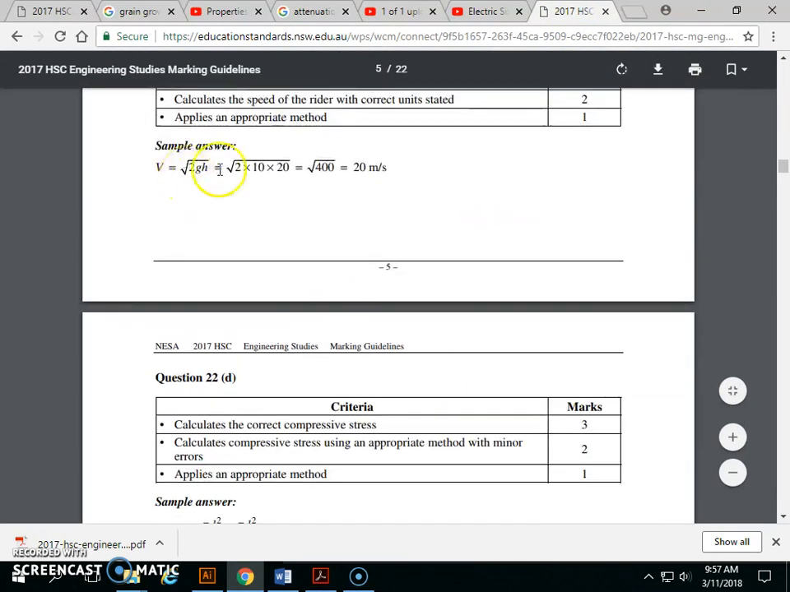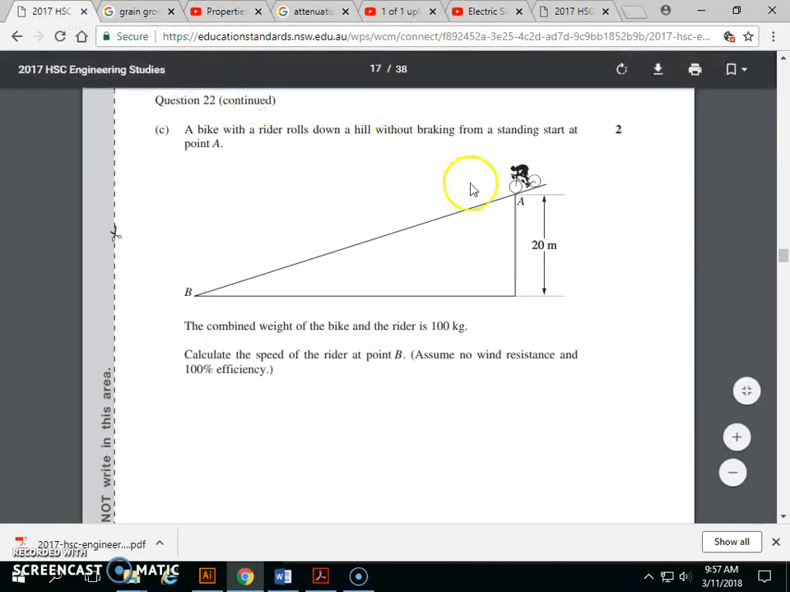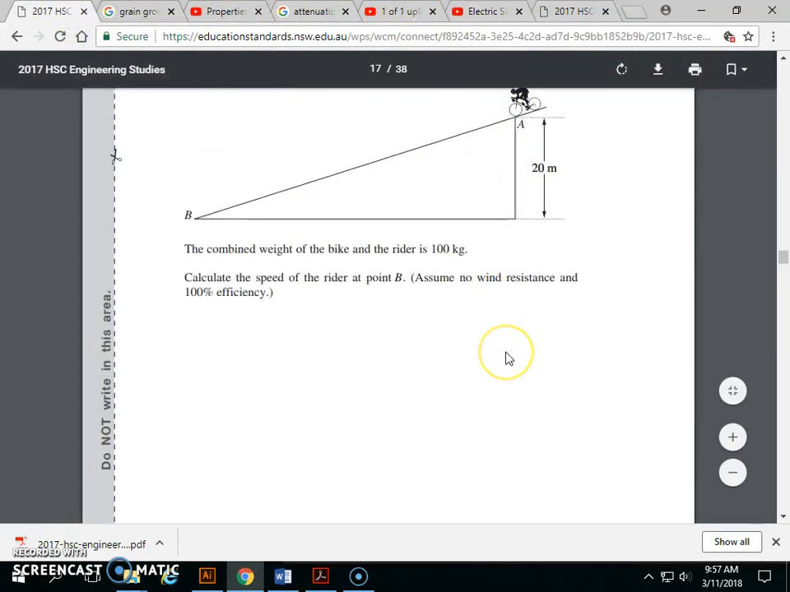So they've just rearranged the formula. They've taken half mv squared and turned it into v equals the square root of 2gh. If we sub in the values, we get the square root of 20,000, which gives 20 meters per second. Actually, it should have been 400, my bad. The square root of 400 is 20 meters per second.